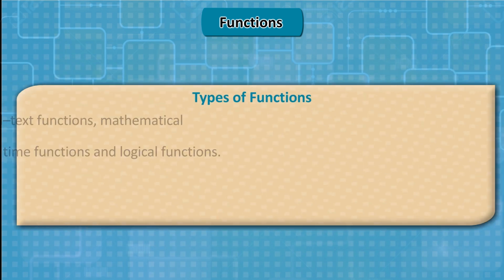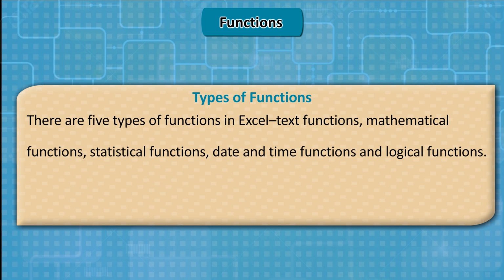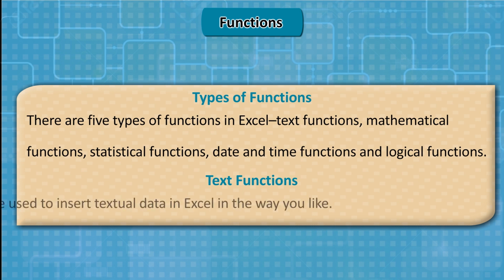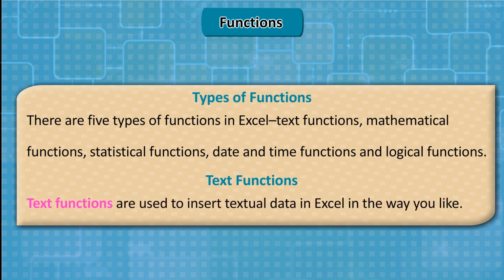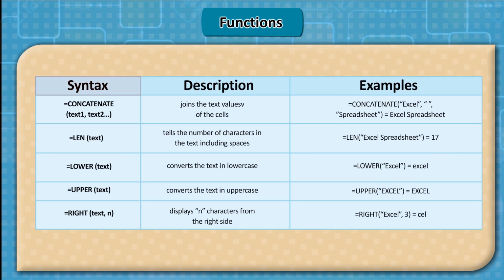Types of functions. There are 5 types of functions in Excel: text functions, mathematical functions, statistical functions, date and time functions, and logical functions. Text functions. Text functions are used to insert textual data in Excel in the way you like. Syntax, description, examples. CONCATENATE(text1, text2) joins the text values of the cells. CONCATENATE(Excel, spreadsheet) = Excel spreadsheet.